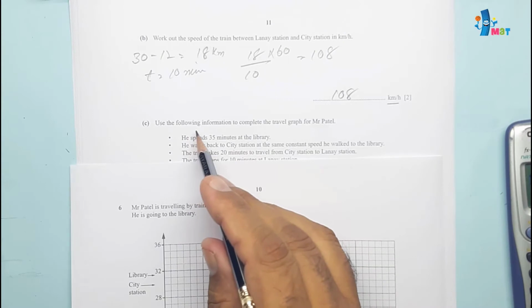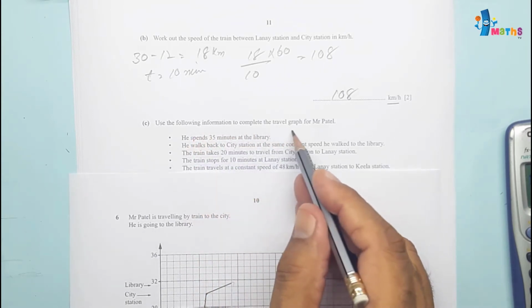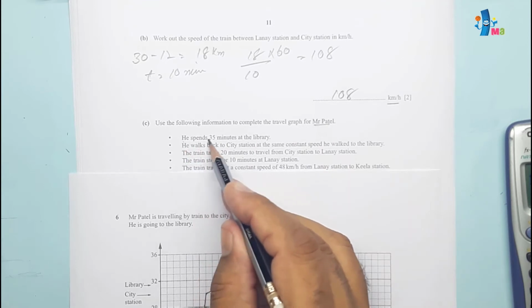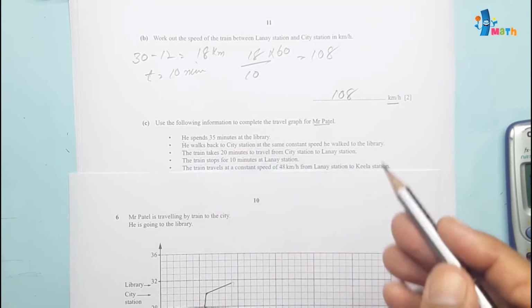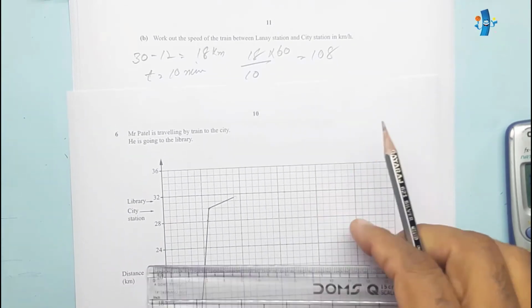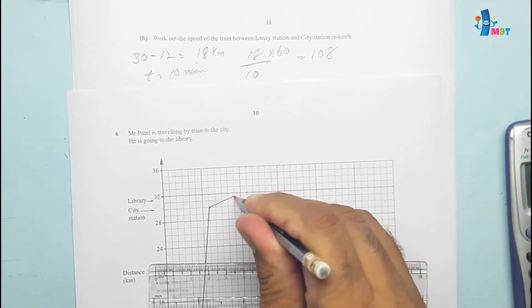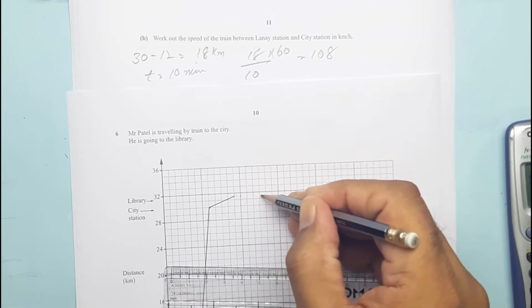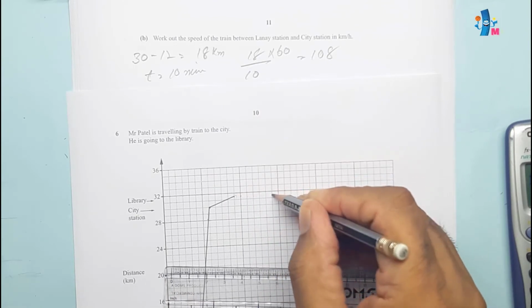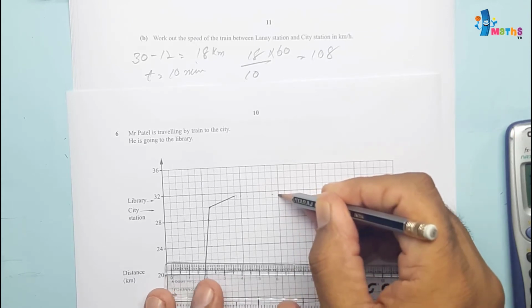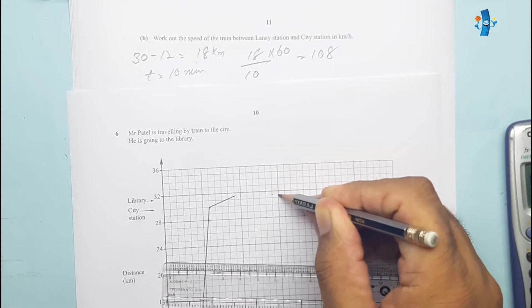Use the following information to complete the travel graph for Mr. Patel. He spends 35 minutes in the library. So we have to complete the graph. 35 minutes from this one, each box is 5 minutes. 1, 2, 3, 4, 5, 6. So 6 boxes will be equal to 30, and this will be 35 minutes.